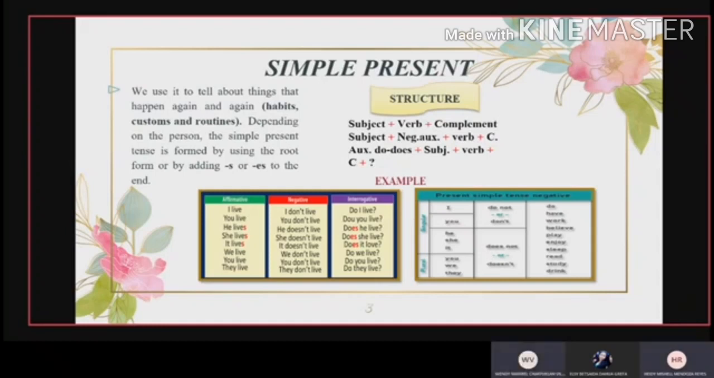Okay, structure. In affirmative, subject plus verb plus complement. In negative, subject plus negative auxiliary plus verb plus complement. In questions, auxiliary do, does plus subject plus verb plus complement plus question mark.